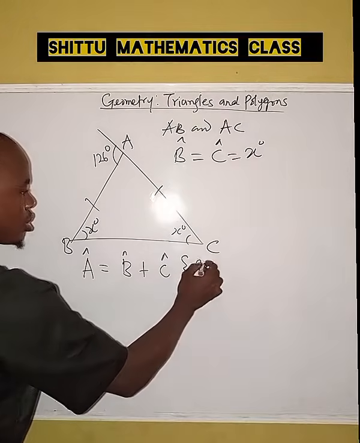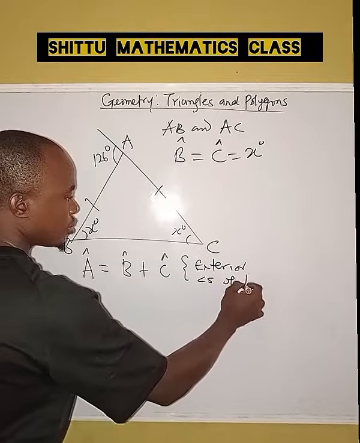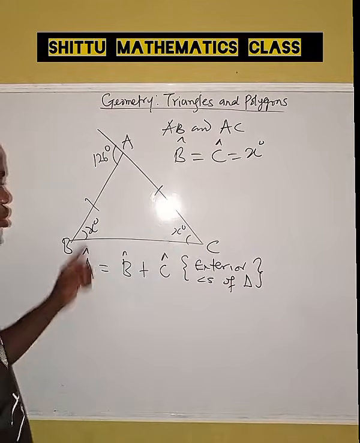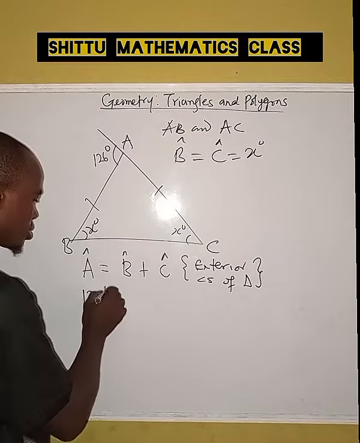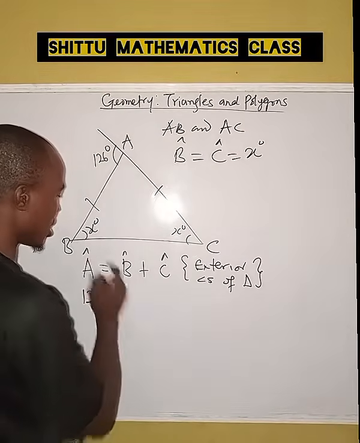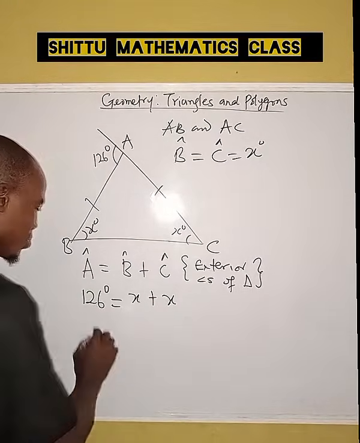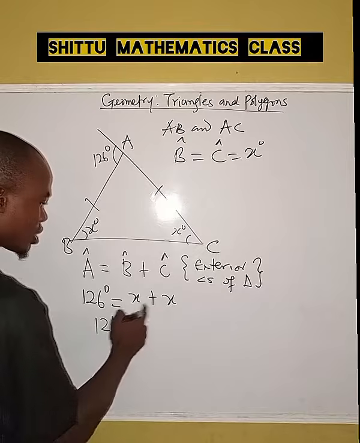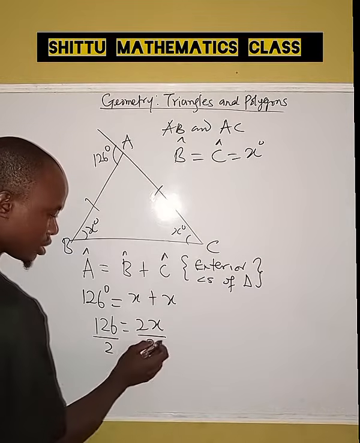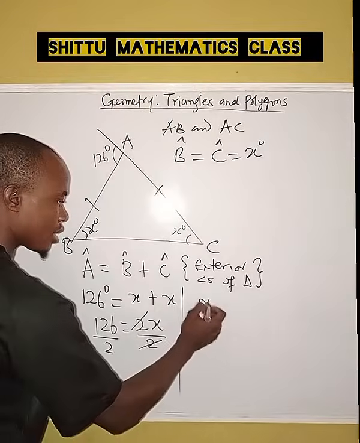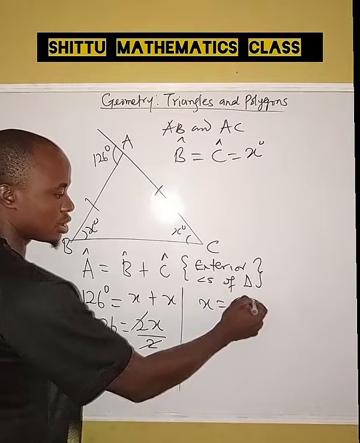So the exterior angle of a triangle is equal to the sum. Do you understand? So A is 126, we have 126 degrees equals B, which is x, plus C, which is also x. So we're going to have 126 equals x plus x, which is 2x. We divide both sides by 2. This cancels this. We have x equals 126 divided by 2. We're going to have 63 degrees.